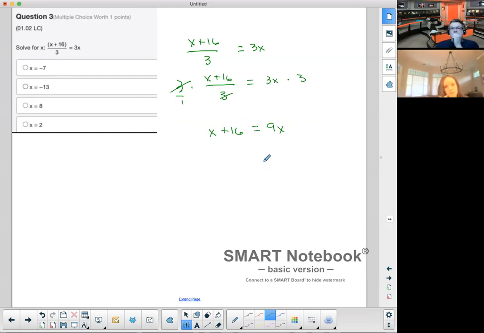Get the x over to the 9x somehow. Nice. So then we have 16 equals 8x. Now what? It's 2 because 8 times 2 is 16. Good. I like to put the step because things get a little bit more complicated and we can't always do it in our head.